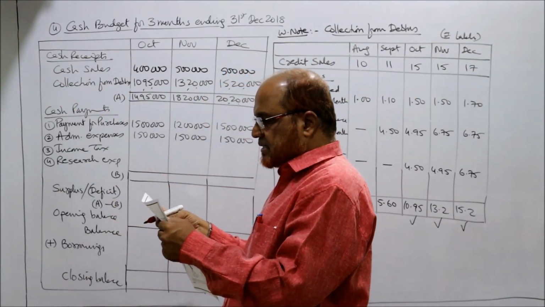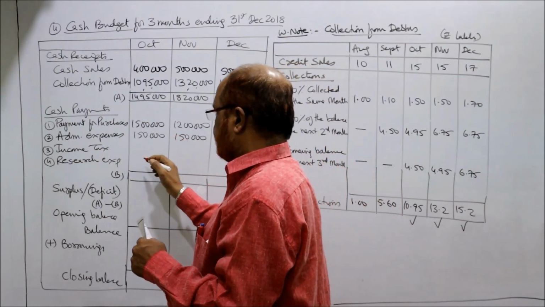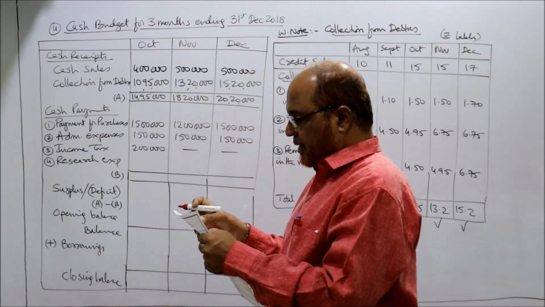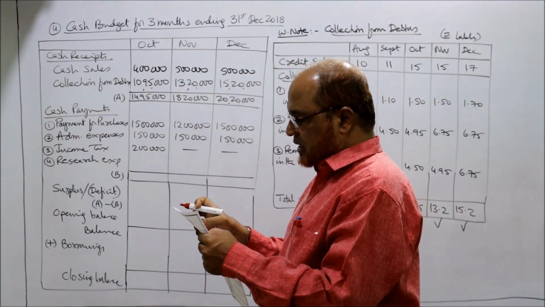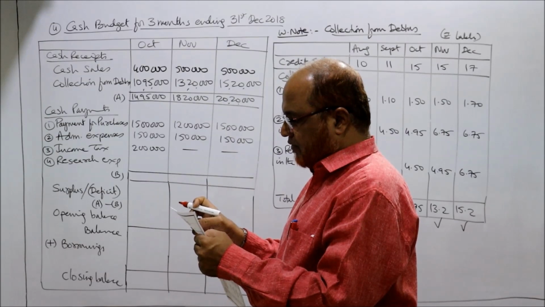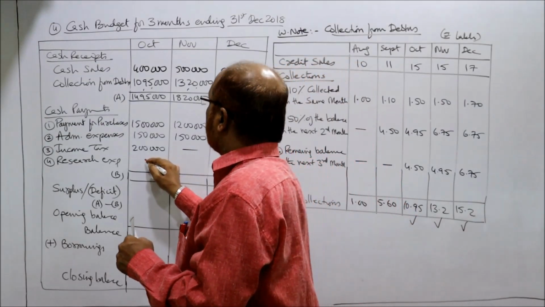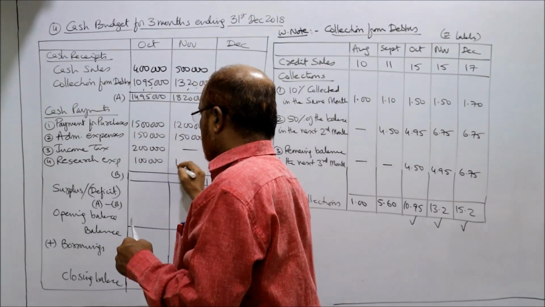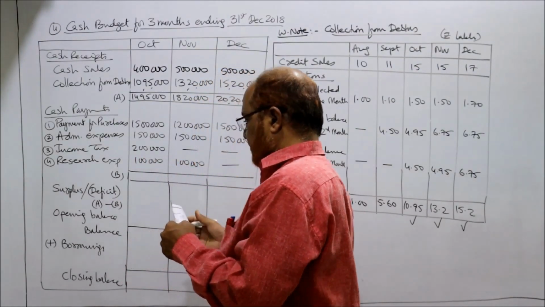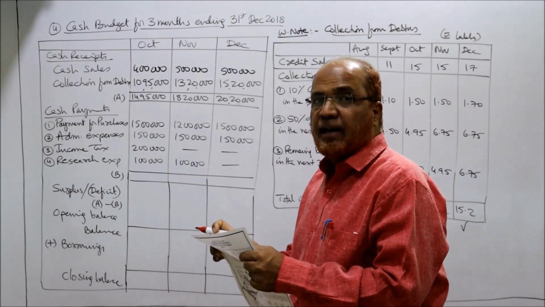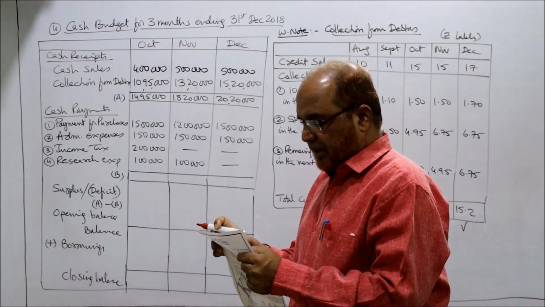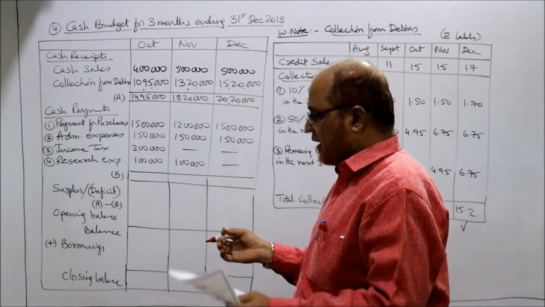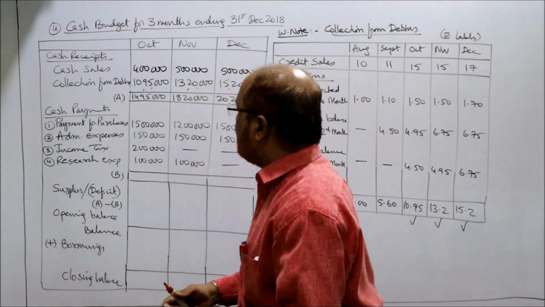Next, income tax is given 2 lakh rupees only in the month of October. Research expenses are given 1 lakh in October and 1 lakh in November. September ka nahi lenge, we are not concerned with September. Depreciation ignore, cash sales, credit sales, sale of fixed asset, everything is over. Simply we have to find out the total.